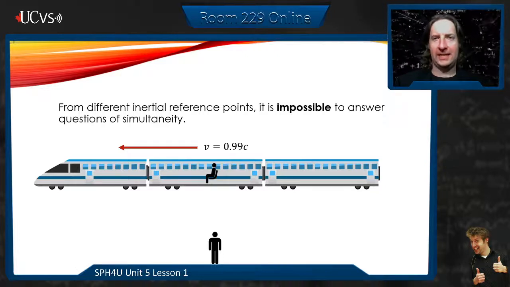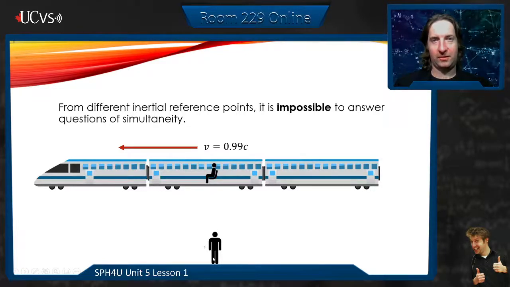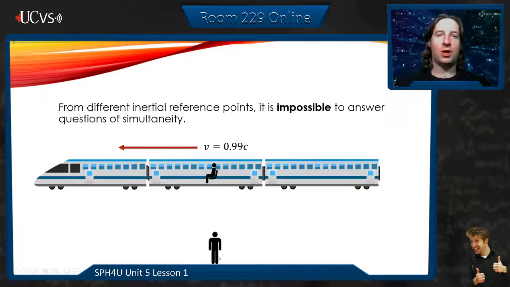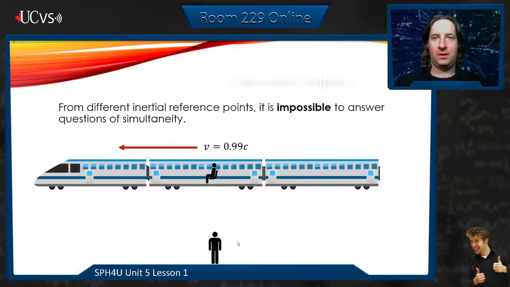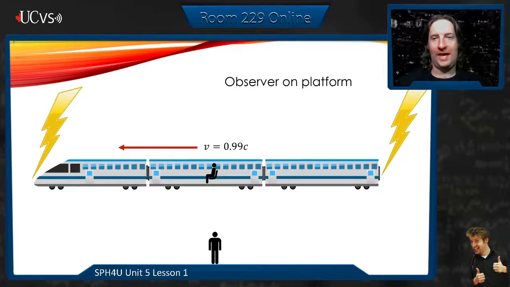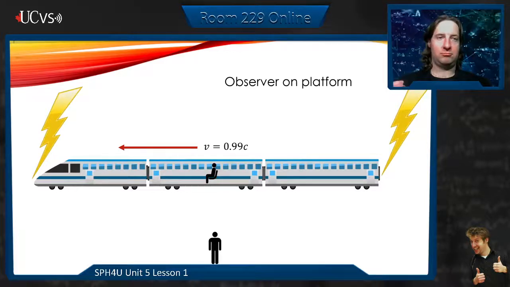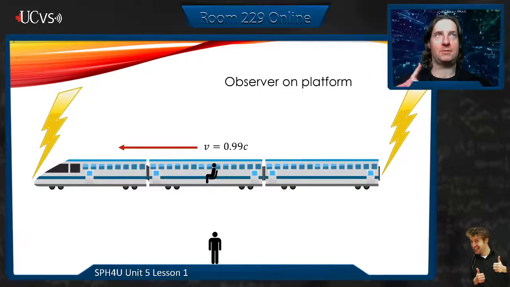We'll see in this example that these two observers, the one on the train that's moving and the rest frame observer, can no longer say that events happen at the same time. Let's imagine we're the observer on the platform. Lightning strikes both ends of the train, and from your point of view on the platform, you see those lightning strikes happen simultaneously. They happen at the exact same time.